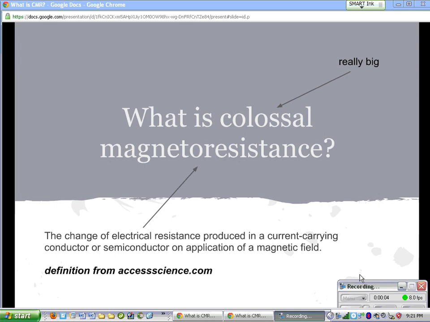What is colossal magnetoresistance? Well, let's break down the word. Colossal means really big, and magnetoresistance has the word magnetic, sort of the same root word, and resistance, as in hard to get past. But the official definition is the change in electrical resistance produced in a current carrying conductor or semiconductor on application of a magnetic field. And that is what these materials, these thin films, are trying to display.